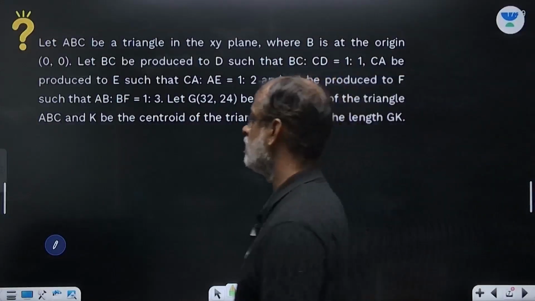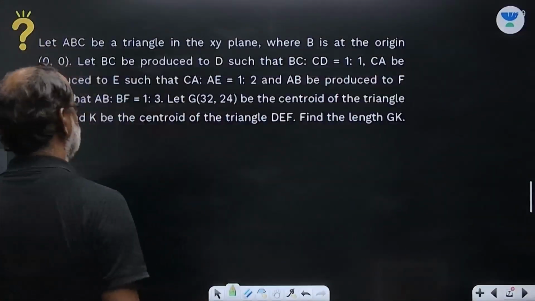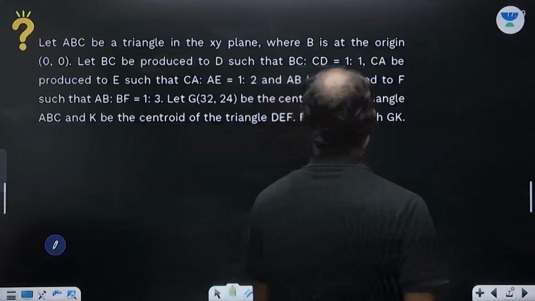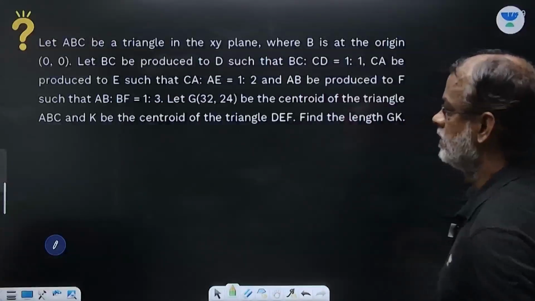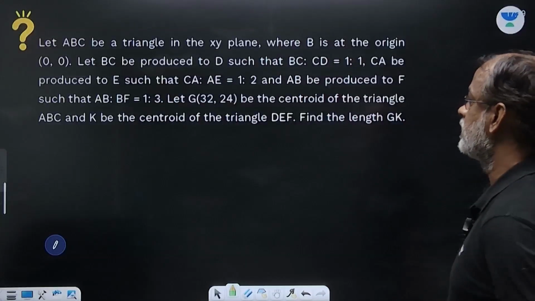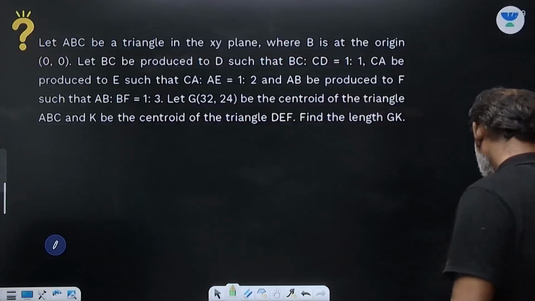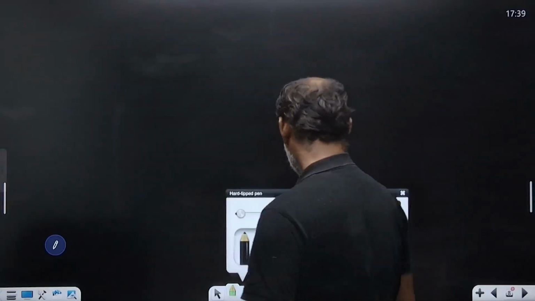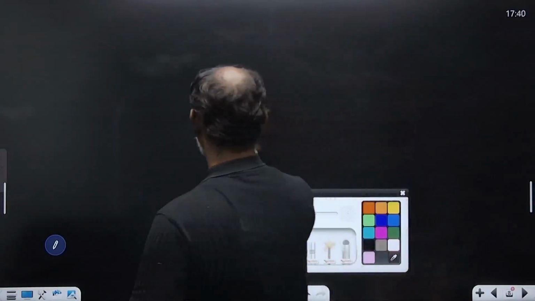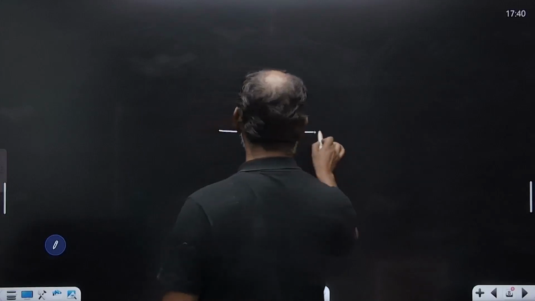This is a bit lengthy problem. Let ABC be a triangle in XY plane where B is at origin. BC is produced to D such that BC is to CD is 1:1. So, let me draw the figure in a separate sheet. See, BC is produced to D.